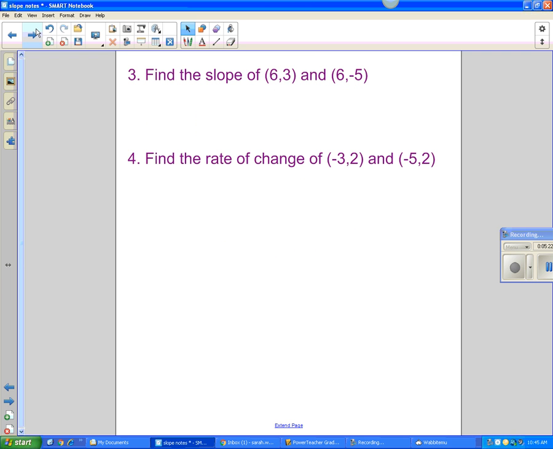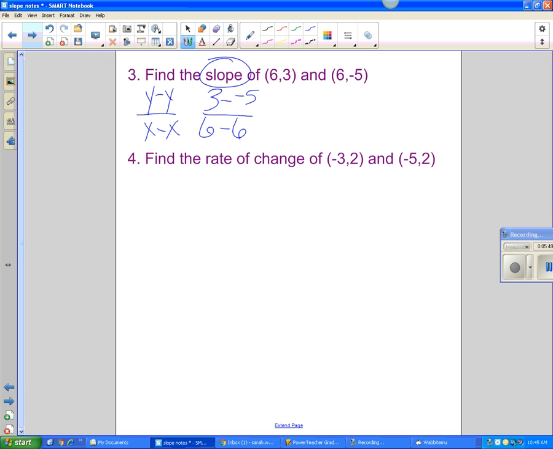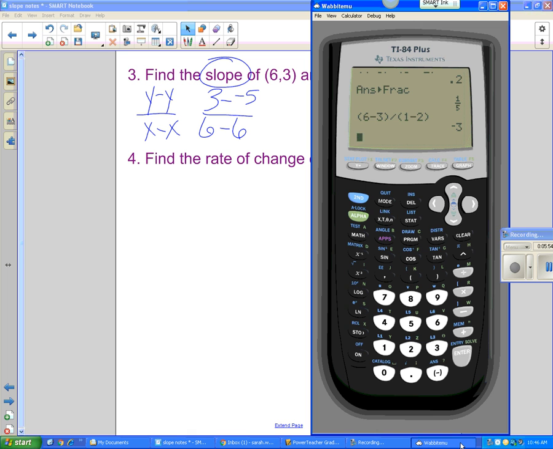Number 3, find the slope of (6, 3) and (6, negative 5). Sarah, keyword. Rebecca, what's the slope formula? Good. Natasha, what's going in for my y's? And James, what's going in for x minus x? All right. Guys, go ahead. I want to show you what happens in the calculator. Please don't shout out. Just watch or type in your own calculator.